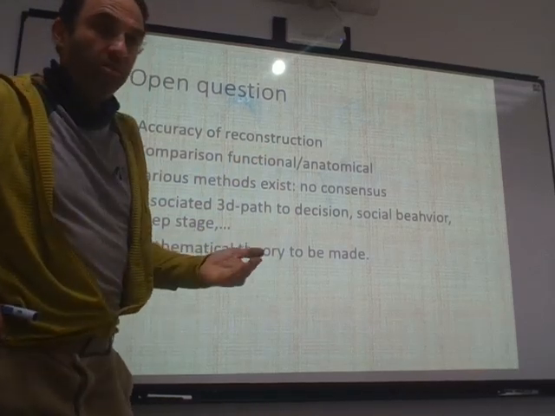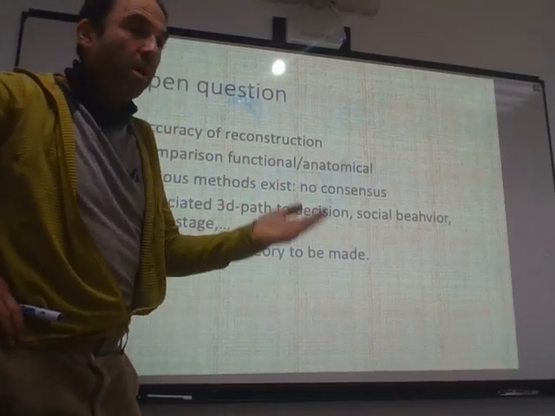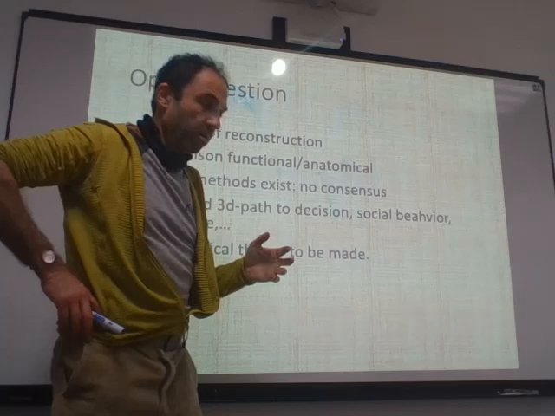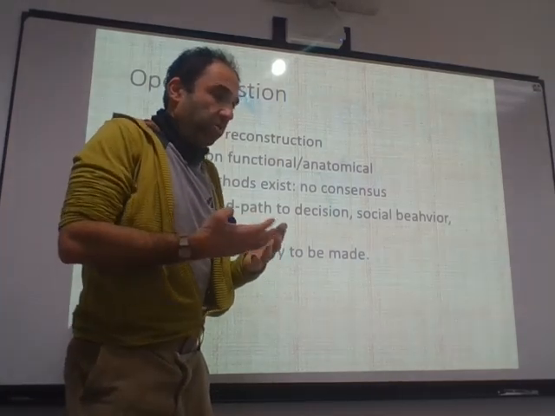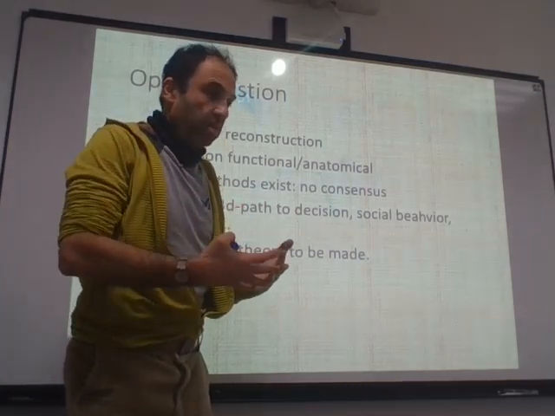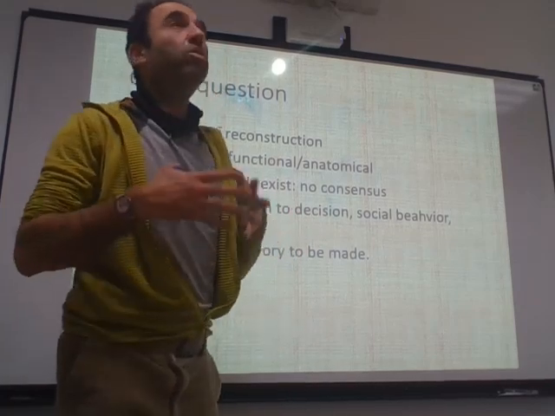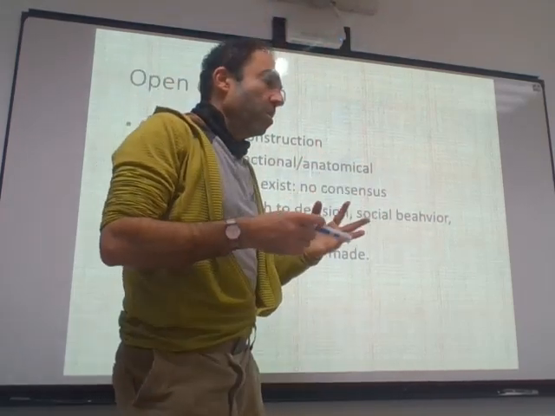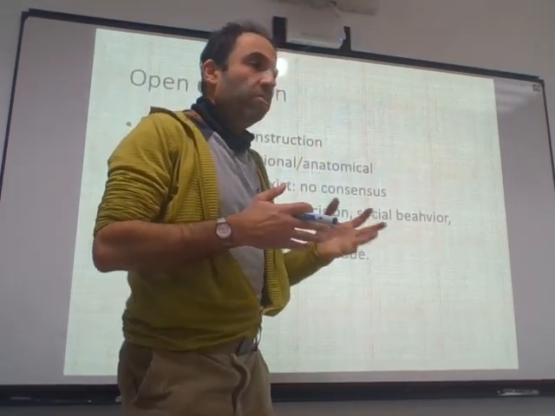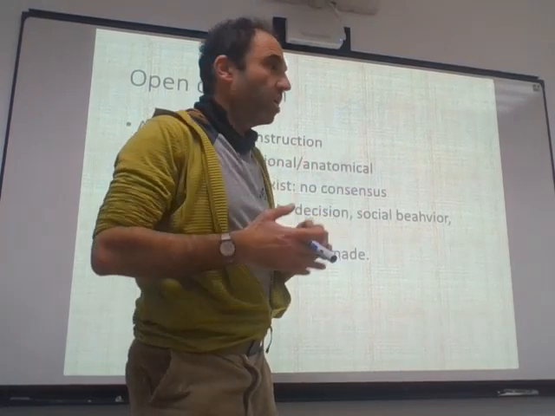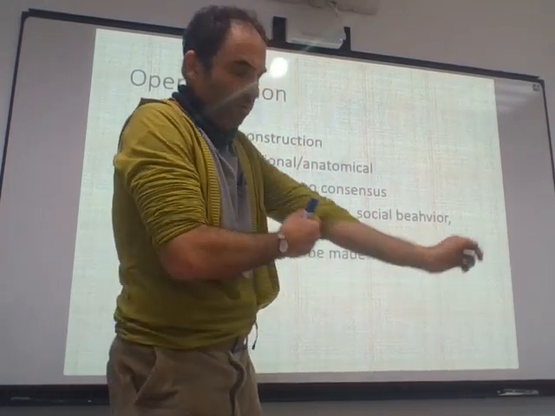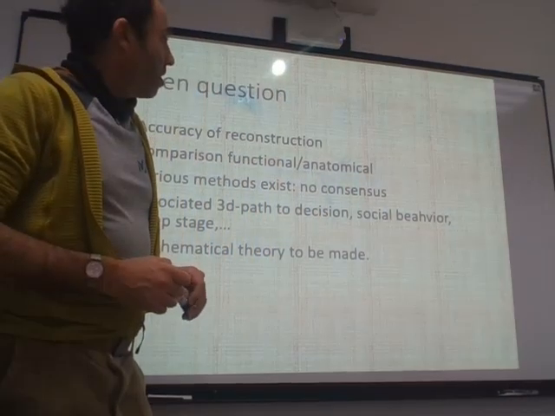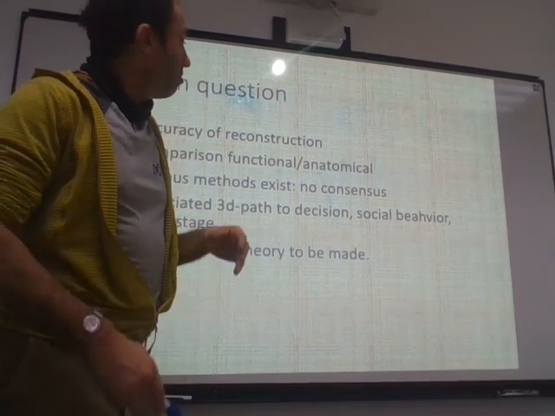So the accuracy of the reconstruction needs to be understood. How can you measure the accuracy? How do you compare? What do you compare with? This is not clear. Comparison of functional and anatomical. You have anatomical connectivity, as I showed you. You have functional connectivity. How do you compare? This is not easy because how do you record at the same time the anatomy and the functional connectivity? It should be doable. I'm sure people at the Allen Institute and others are working on this.